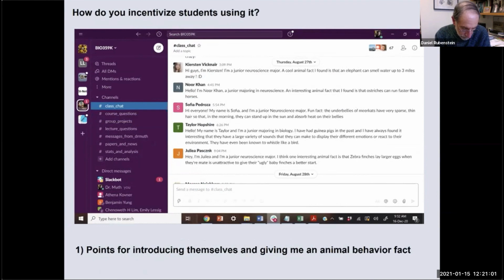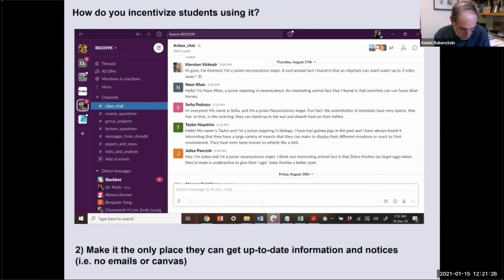The first thing that I did was I gave students a point at the beginning of the semester for introducing themselves on Slack and giving me an animal behavior fact. Of course, all the students got this point, and the purpose of this was just to get them to download Slack, work out how to use it, and get over that initial hurdle of just using it.